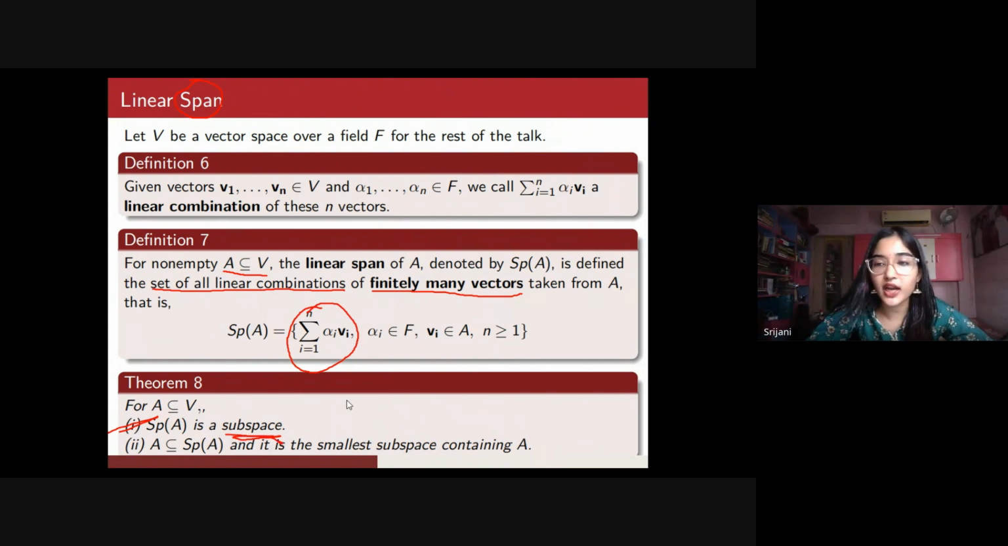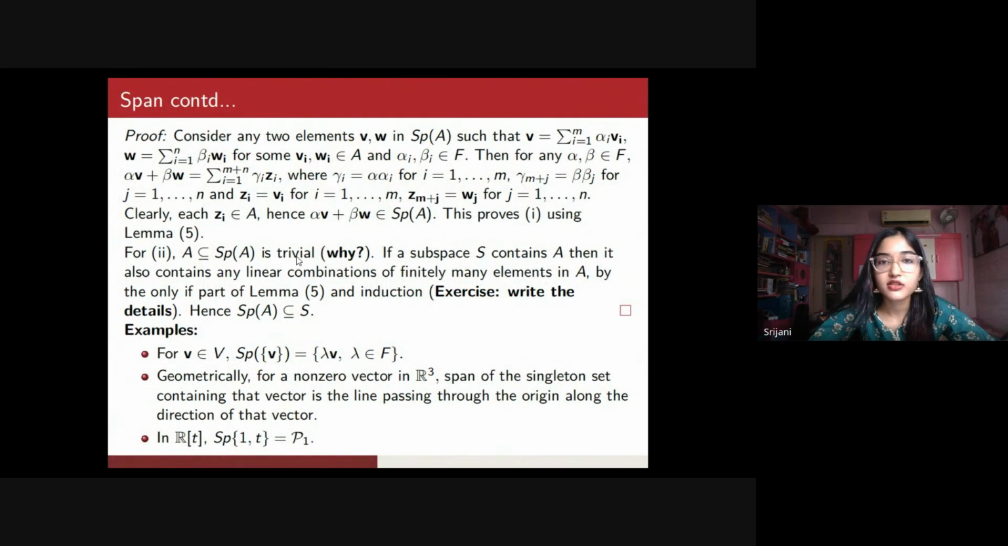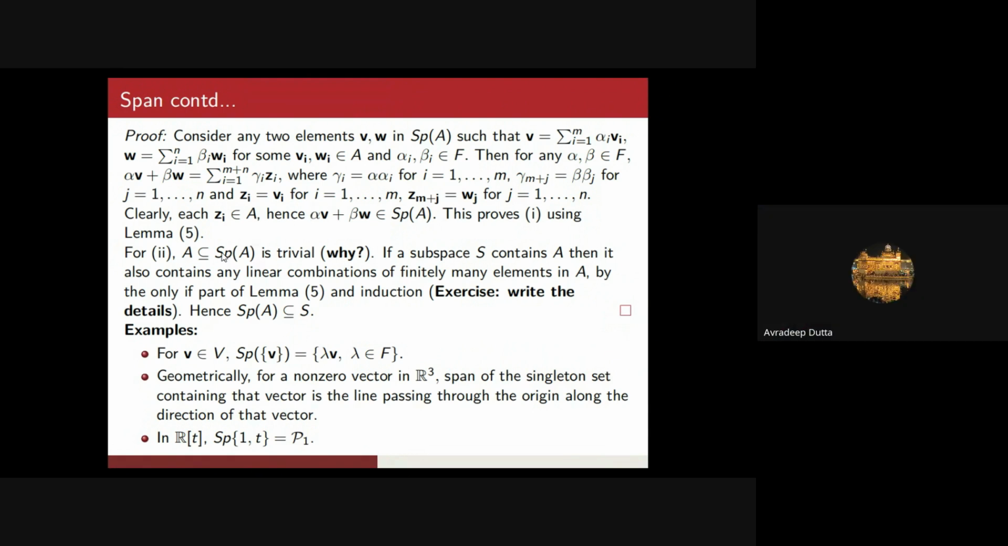Why? Because you take any two linear combinations, add them, it is a linear combination. Next is, it will contain A and is the smallest subspace that contains A. This is just very formally written why the span of A is a subspace, but it is basically what I just explained.